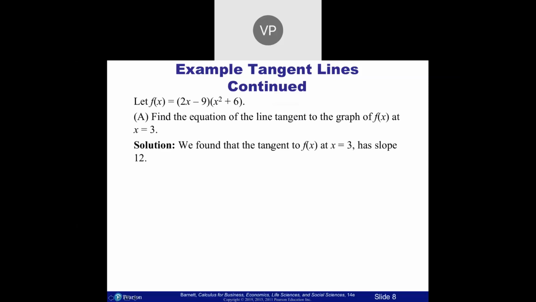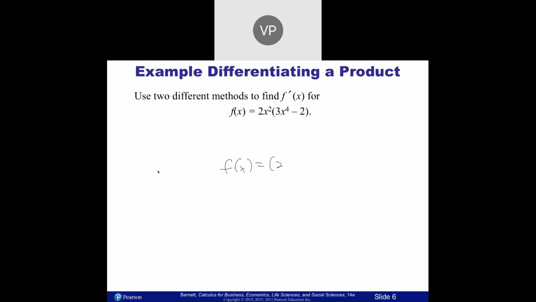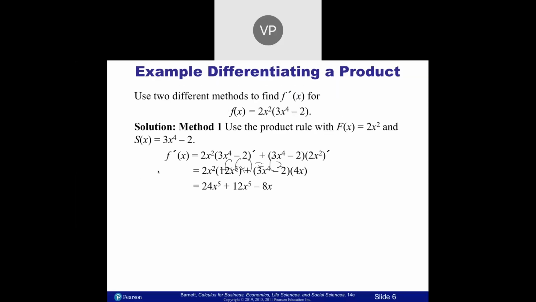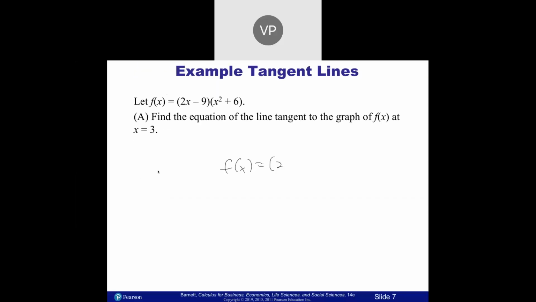All right, so we found the tangent line of f of x at 3 has a slope of 12. All right, now I'd like to see that a little better, so I'll show you what I'm talking about here. They didn't work this all the way out, but find the derivative. Okay, in fact, let's go back one. Okay, right here, sorry, once again.